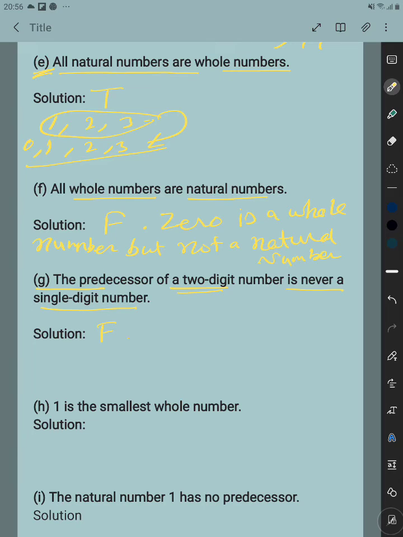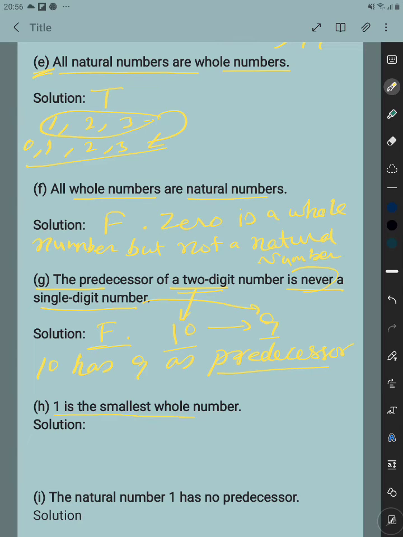Two-digit number. Since the predecessor of 10 is 9, there is a possibility that the predecessor of a two-digit number is a single-digit number. The statement says it can never be, but 10 has 9 as its predecessor, so you need to write it like this. That is what makes it false.